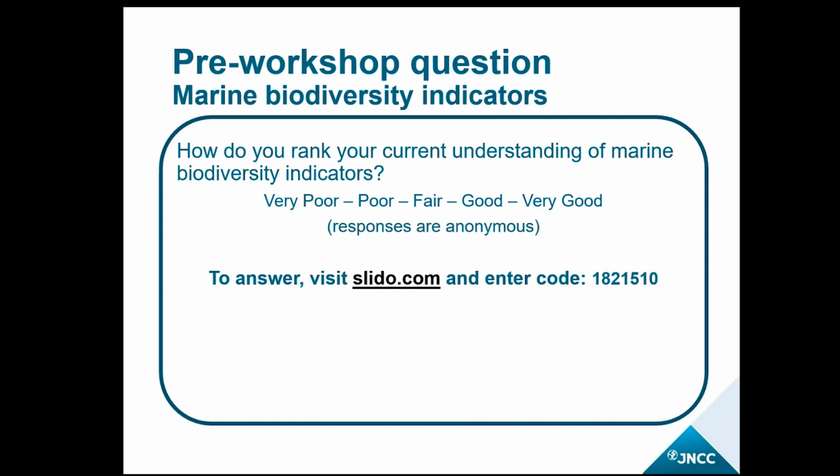So I'm just going to start the poll, and if you can type in the code. I'll put the code in the chat as well, but it's on the Slido homepage. You should be able to enter 1821510, and then the question is, how do you rank your current understanding of marine biodiversity indicators? There's a multiple choice ranging from very good to very poor. So I'll leave that going for a minute or so. Already got some people putting their answers in, so that's good.